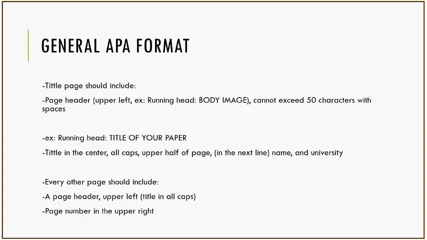This next bullet point is referring to the actual dissertation, where you want the title in the center, all in caps, in the upper half of the page. We just saw an example of that. The name, the university name, and then every other page should include the page header, but it's not going to say running head anymore. It's just going to say the title, upper left, all in caps, and the page number on the right-hand side, upper right. We'll go over more consistently what page numbers will look like later.